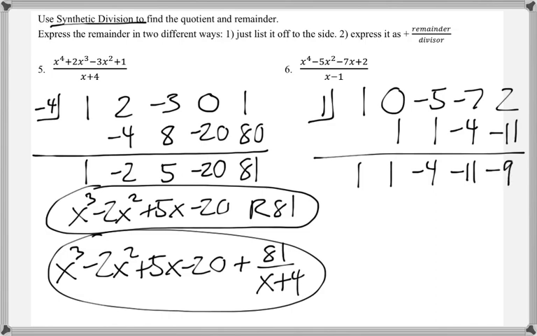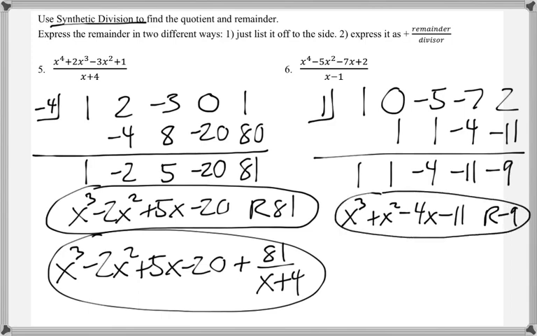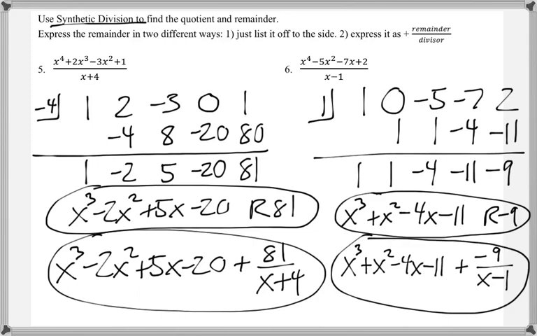So again, it's a lot faster. So this will be x cubed plus x squared minus 4x minus 11, and it's a remainder of negative 9. Again, we're always going one power less. We start out with one power less than what we have here. And then the other way to write it would be negative 9 over x minus 1. And that'll be our answer.